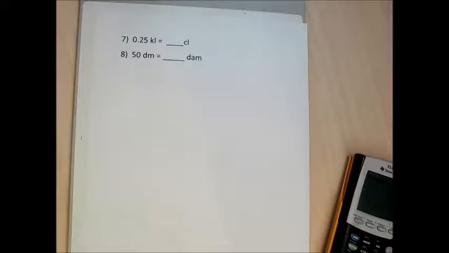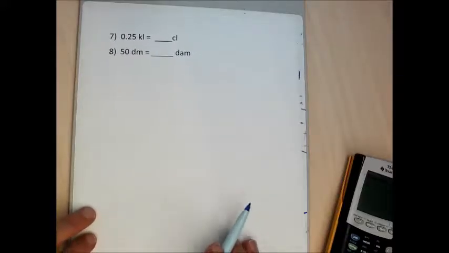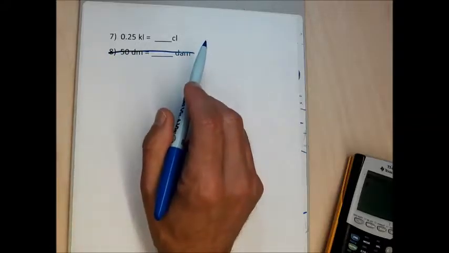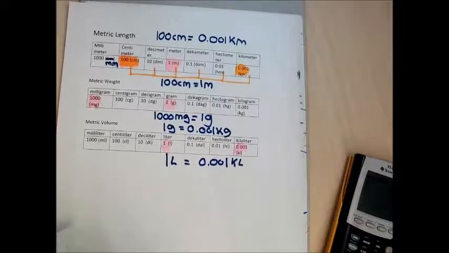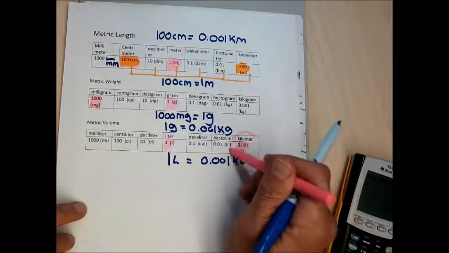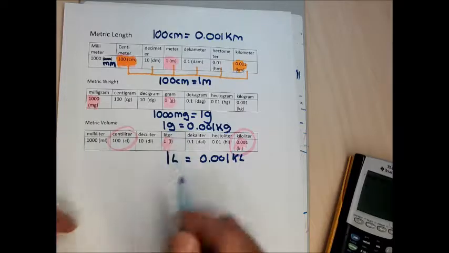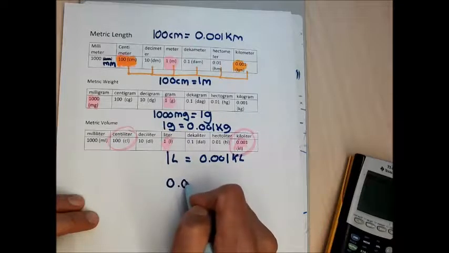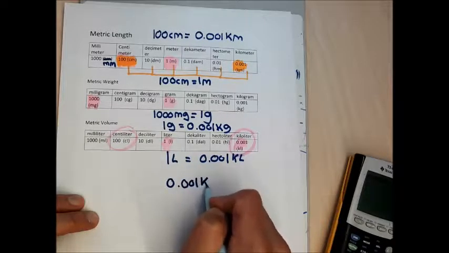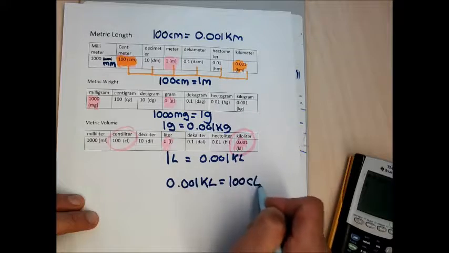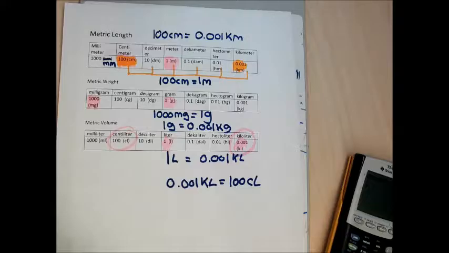All right, so still within the metric system, let's do number 7. I won't do number 8. So for number 7, I'm going from kiloliters to centiliters. And to do kiloliters to centiliters, I'm going to use that 0.001 kiloliters equals 100 centiliters when I go to do your problem.